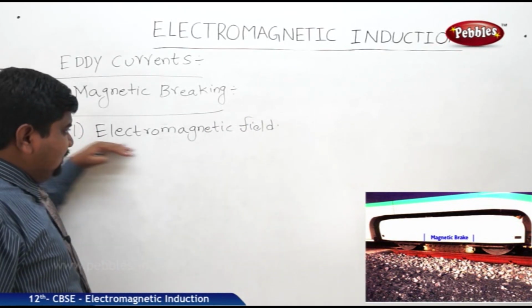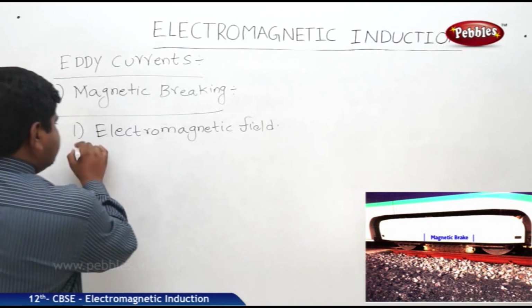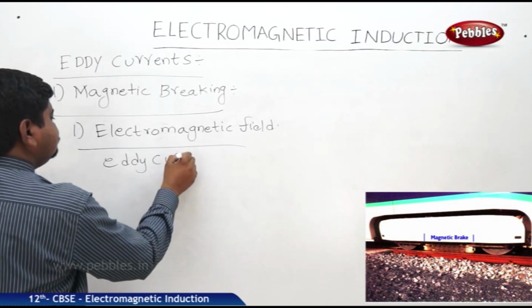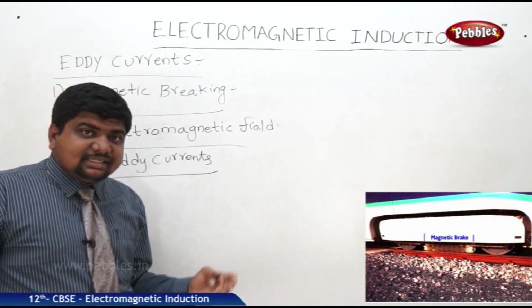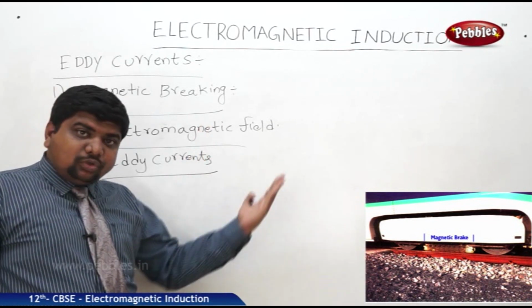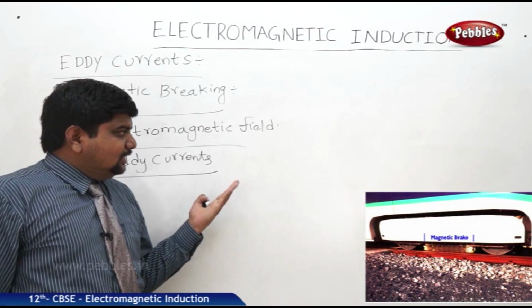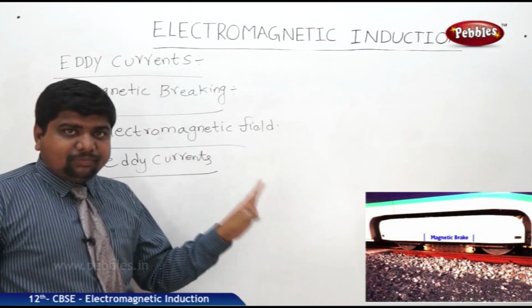Now, these electromagnetic fields will produce induced EMF as well as eddy currents. These eddy currents always try to oppose the motion of the train. So there is no need of applying the brakes. The train should be stopped.